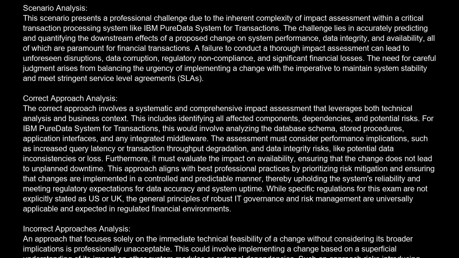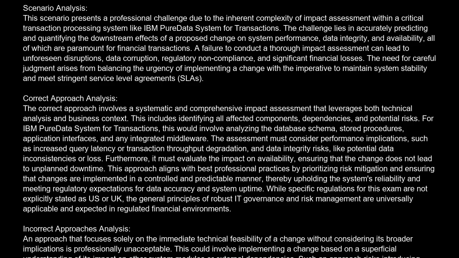Correct answer is B. Conduct a thorough analysis of the stored procedure's code, its dependencies on other database objects, and its interaction with upstream and downstream application components, simulating expected transaction volumes to identify potential performance bottlenecks and data integrity risks. Explanation. Scenario analysis. This scenario presents a professional challenge due to the inherent complexity of impact assessment within a critical transaction processing system, like IBM PureData System for Transactions.